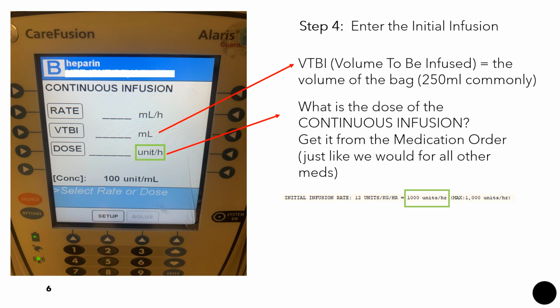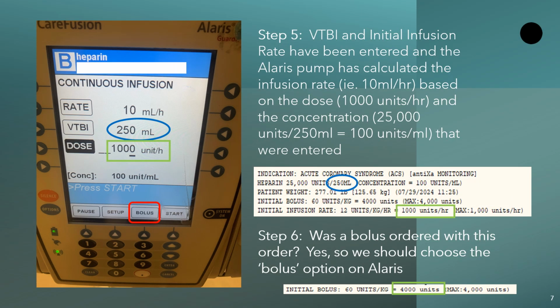And so when those pieces of data are entered into the Alaris pump, you can see that the volume to be infused and the initial infusion rate have been entered, and the Alaris pump has calculated the infusion rate based on the dose you want to give, i.e. 1,000 units per hour, which you can see corresponds to the green box in the order to the right, and the concentration, or 25,000 units, in a volume to be infused of 250 milliliters. And you can see that based on that it estimated and accurately calculated the initial rate of infusion as 10 mils per hour, or 1,000 units per hour.